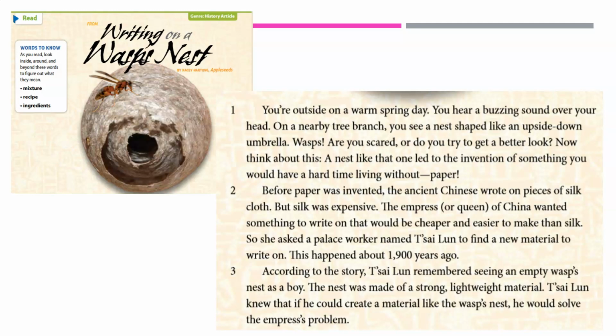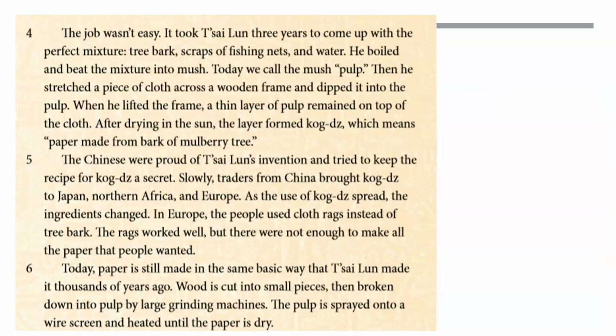According to the story, Cai Lun remembered seeing an empty wasp's nest as a boy. The nest was made of a strong, lightweight material. Cai Lun knew that he could create a material like the wasp's nest. He could solve the Empress's problem.